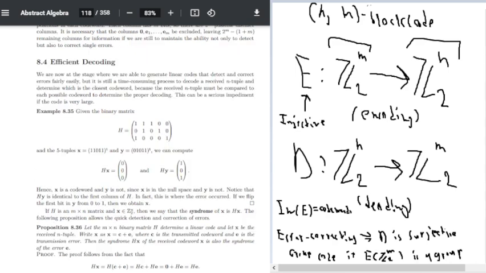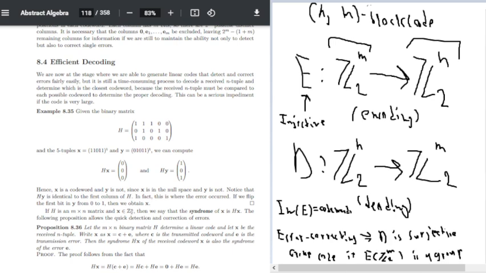Example 8.35. Given the binary matrix H as follows, and the 5 tuples x equals 1, 1, 0, 1, 1 transpose and y equals 0, 1, 0, 1, 1 transpose, we can compute that Hx equals 0, 0, 0 and Hy equals 1, 0, 1. Hence, x is a code word and y is not, since x is in the null space and y is not. Notice that Hy is identical to the first column of H. In fact, this is where the error occurred. If we flip the first bit in y from 0 to 1, then we obtain x.